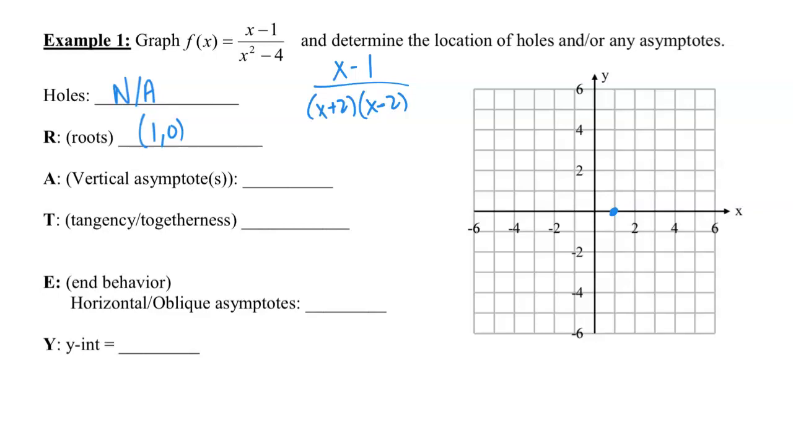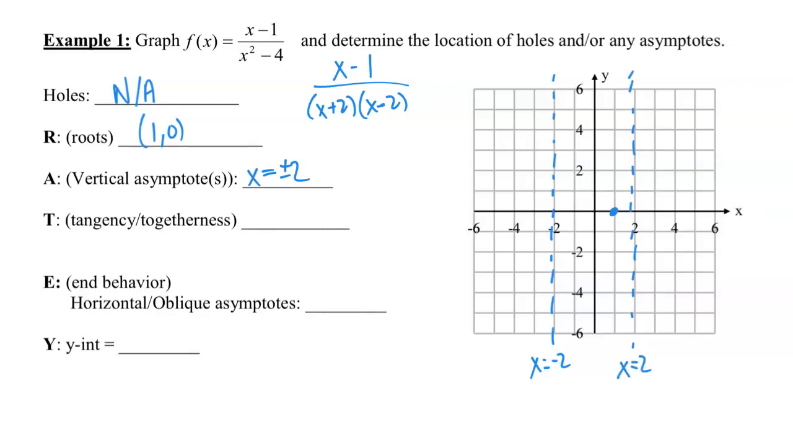Now for vertical asymptotes, those occur when the denominator is equal to 0. And so looking at the denominator, when does that equal 0? X is equal to positive and negative 2. So over here at negative 2, I'm going to have a vertical asymptote. And at positive 2, I'm going to have a vertical asymptote.